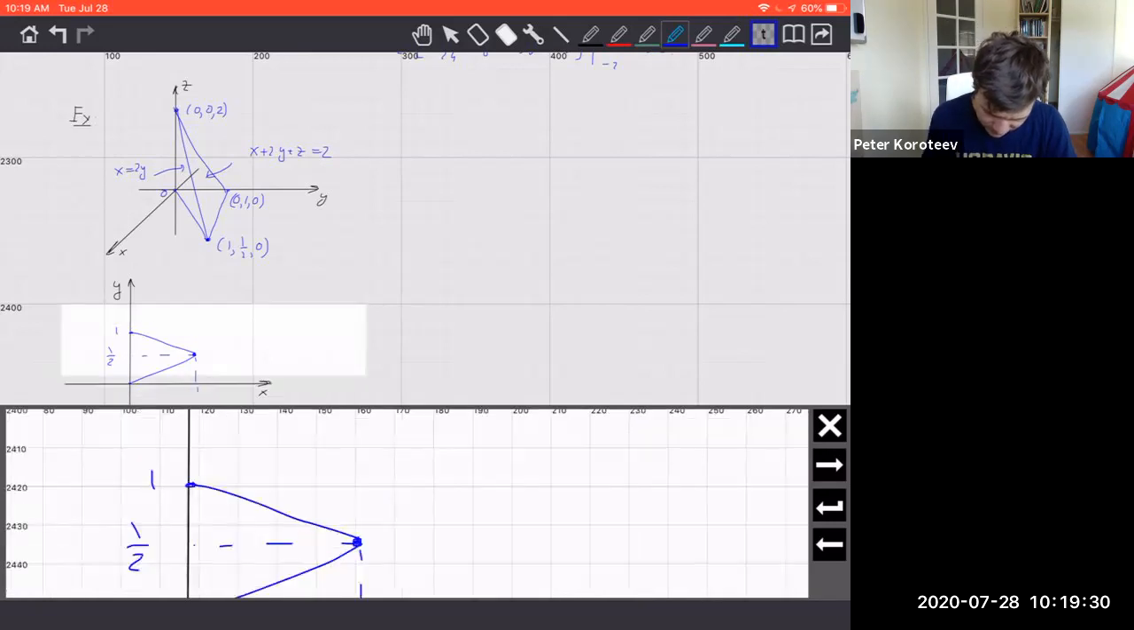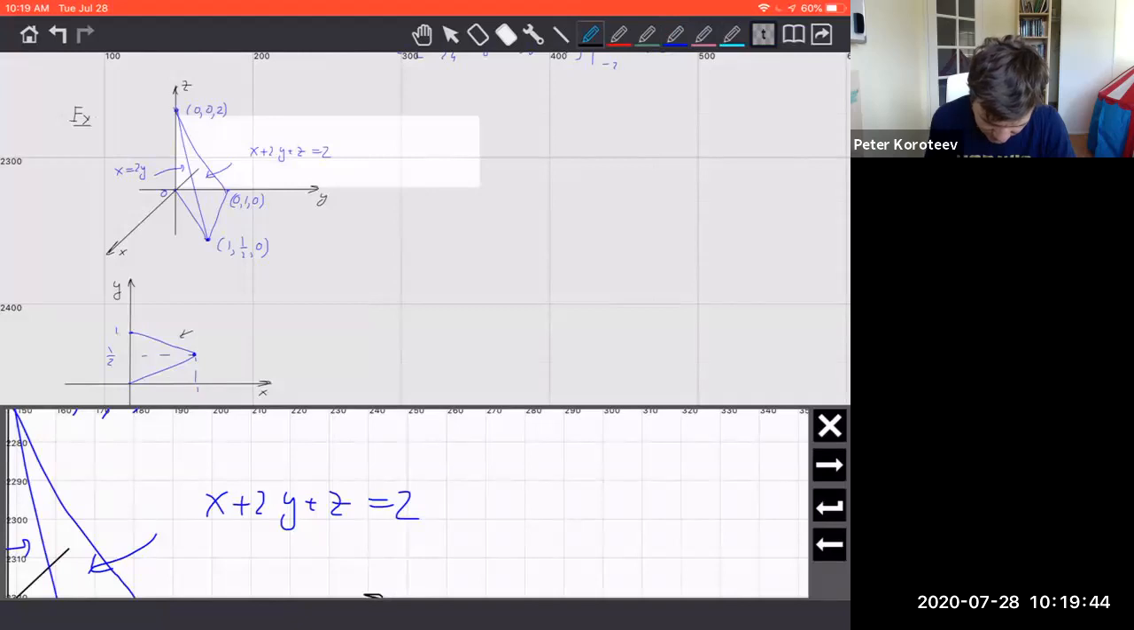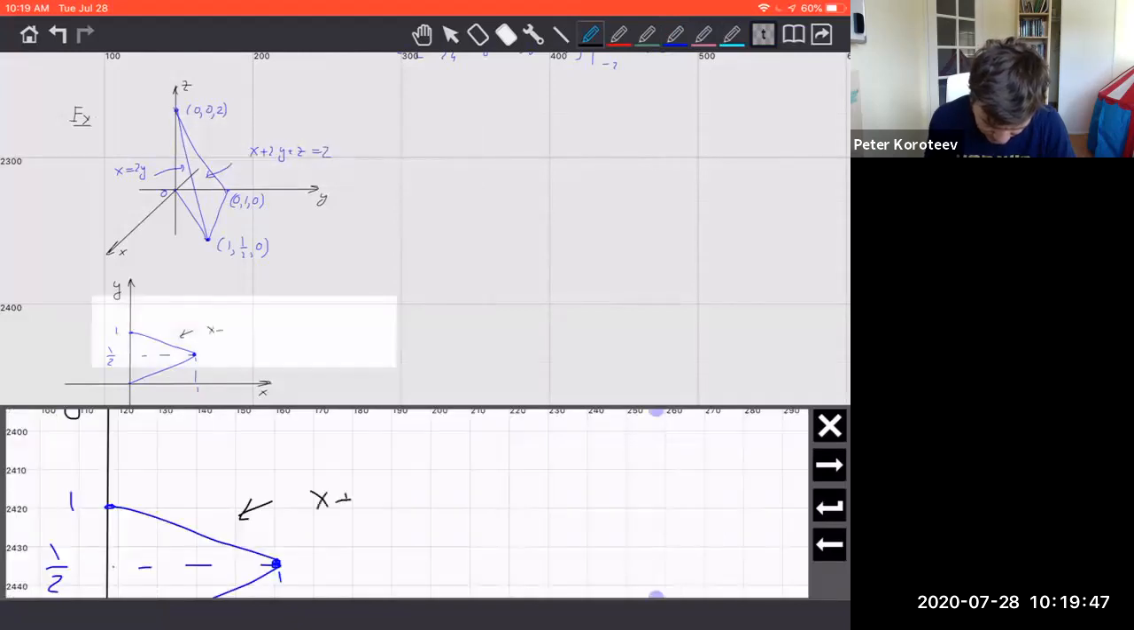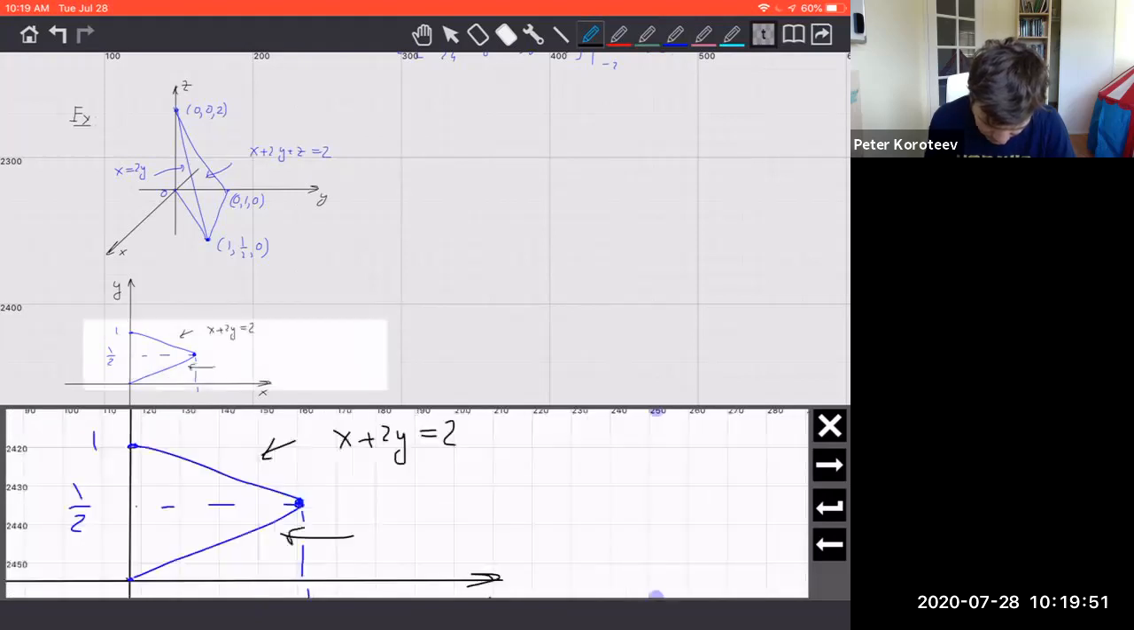So right, and then we need to draw these lines because we'll need them for calculation. So for this line here, we just need to substitute z equals 0 in this equation. So this line will be x plus 2y equals 2. Right, and this line is x equals y, just the same as the plane. So we're simply restricting it towards the plane.